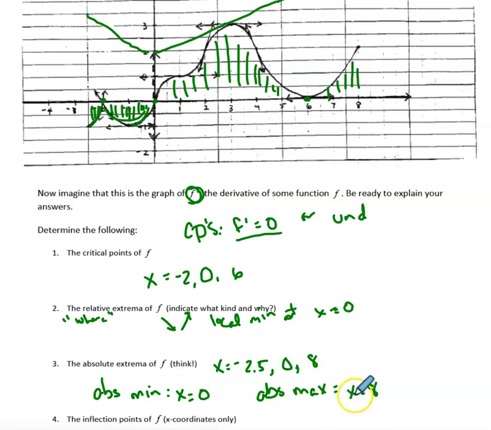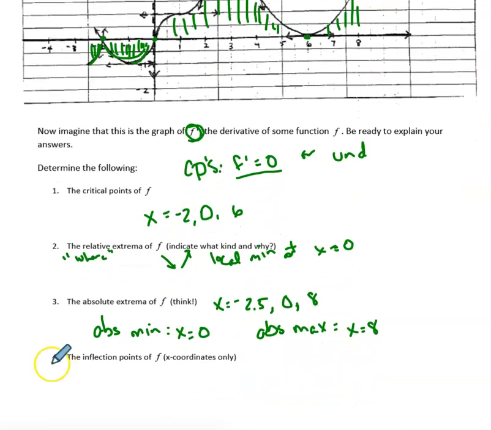Again, I don't know the y values here, and the absolute extrema are technically y values. I just can't answer that with this information that I have. Last question, where does the graph of f have inflection points? Well, f has POIs, points of inflection, where f prime has turning points.